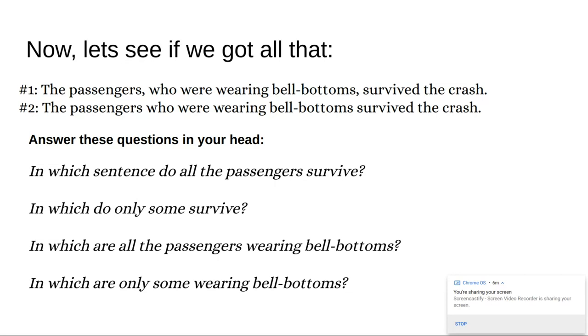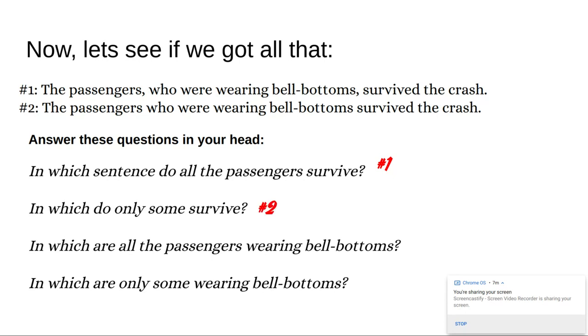Answer these questions. In which sentence do all of the passengers survive? Look at it carefully. Hopefully you got number 1, right? Because in this one, that non-restrictive relative clause is just used like a really big adjective, and those passengers happen to be wearing bell bottoms, right? All right, so in which one do only some survive? Well, obviously, you guys will see that the answer is 2, right?